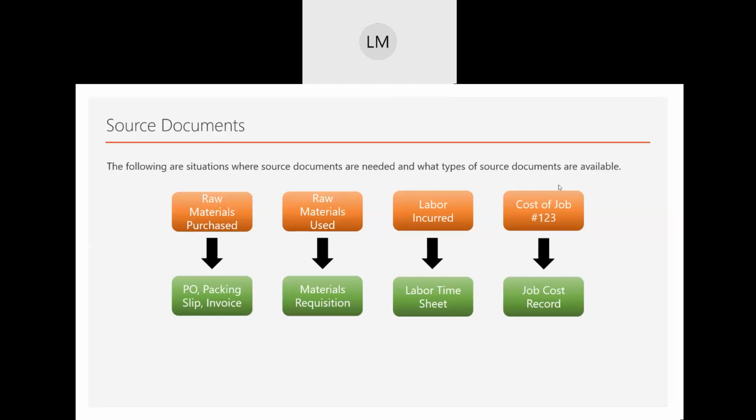And then the cost of job 123, what would be a source document for that? Well, the job cost record. The job cost record is simply going to be the tracking of materials transferred to the job, the materials requisition to that individual job 123, the direct labor costs incurred for job 123, and the manufacturing overhead that's been allocated to the cost of job 123. So that would be a job cost record, and that would be a source document for the cost of that job. Something that proves that a transaction occurred, source documents are important.